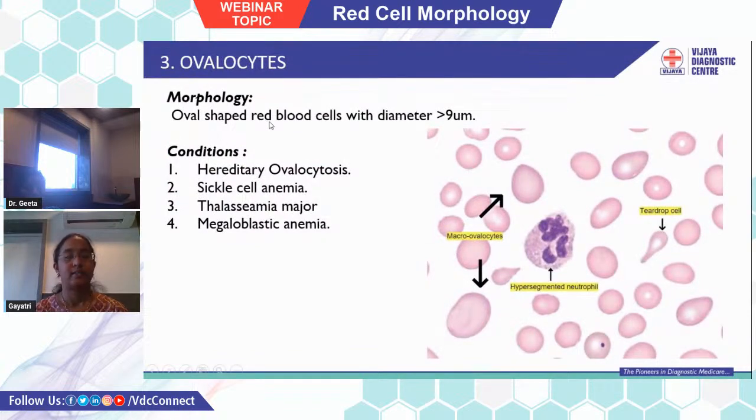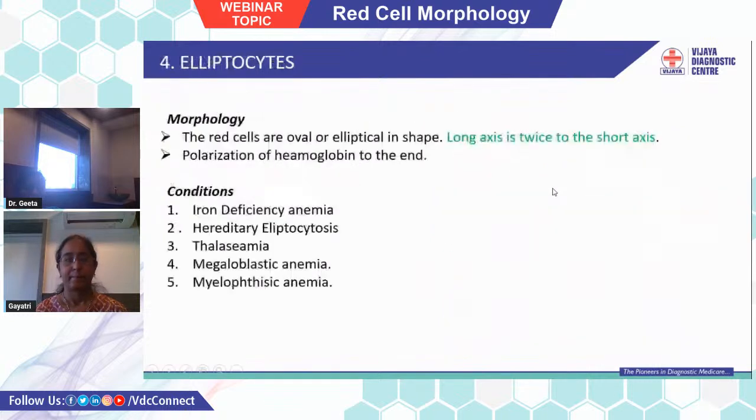Ovalocytes. The next is the ovalocyte. These cells are oval in shape, with a diameter of more than 9 micrometers. They are seen in hereditary ovalocytosis, and even in sickle cell anemia, thalassemia major, and megaloblastic anemia. Next are elliptocytes. These cells are oval or elliptical in shape. The longer axis is twice that of the short axis. Polarization of hemoglobin occurs at both ends. It is seen in iron deficiency anemia, hereditary elliptocytosis, thalassemia, megaloblastic anemia, and myelophthisic anemia.